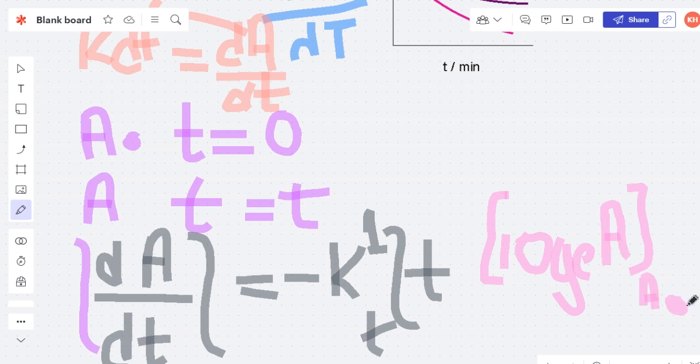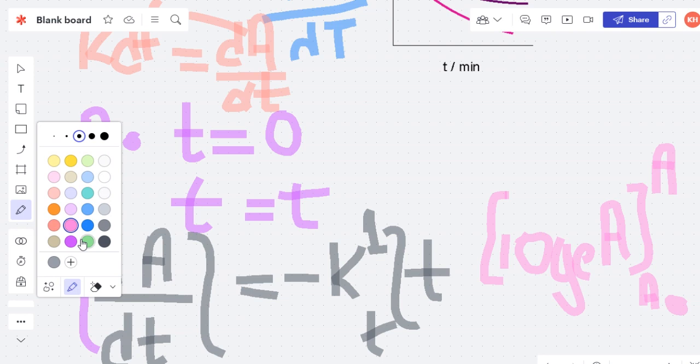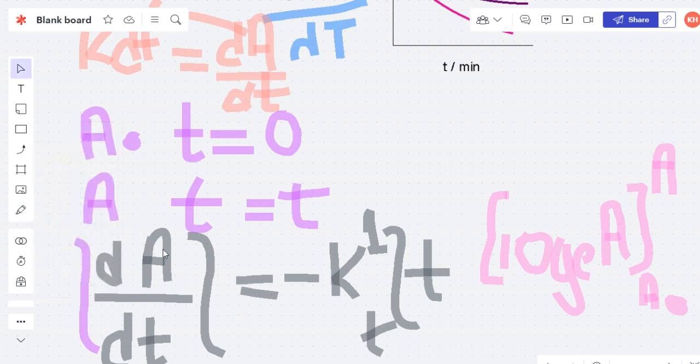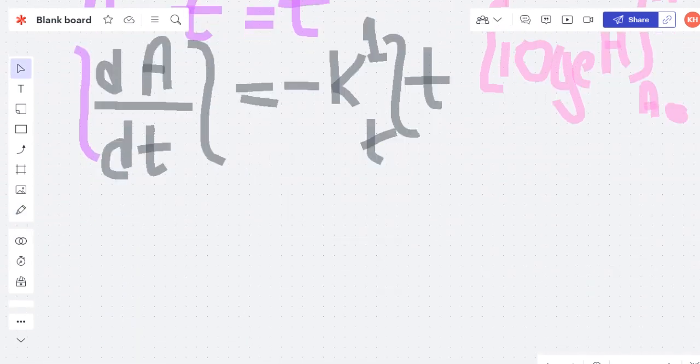It goes from a naught to a. Is it perfect? Yeah, it's perfect. Let's move a little down to describing it. Until we are done with the solution, we have to move down, down, and down. So let's go.